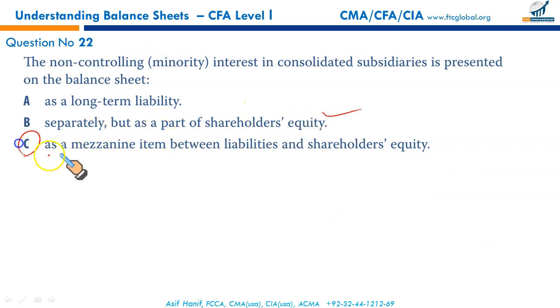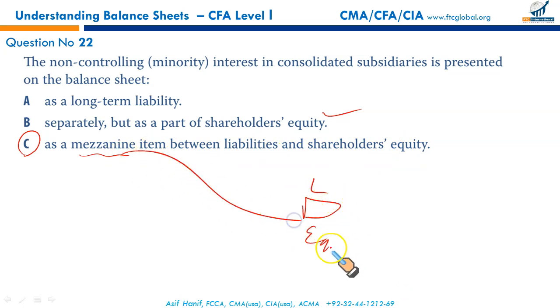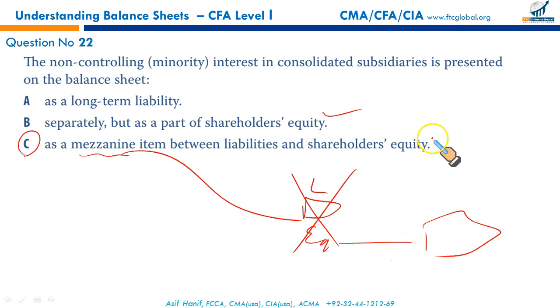Now this is a little twisted. Most of you will click because the word looks good. As a mezzanine item between liabilities and shareholders' equity. That's something between liabilities and equity. Absolutely wrong. It is reported as a part of equity within the statement of change in equity. So this is the wrong statement. The correct one is B.